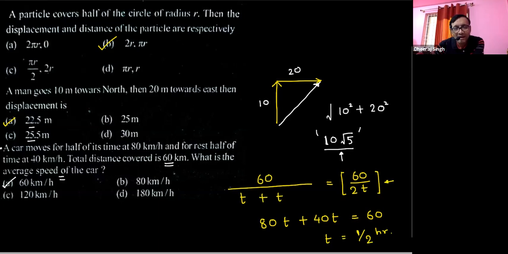In this case, the average of 80 and 40 is also 60. But it is not always so. Because the times are equal, it comes out to be the same. But if I tell you that for 3/4 of the time it travels at 80 km per hour and for 1/4 it travels at 40 km per hour, then the answer is not 80 plus 40 by 2.